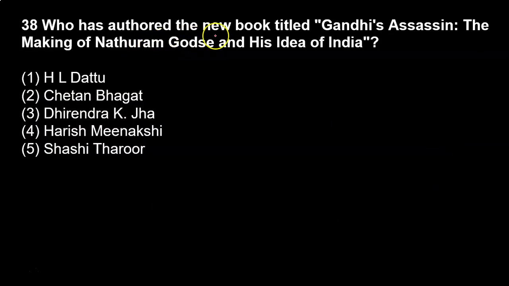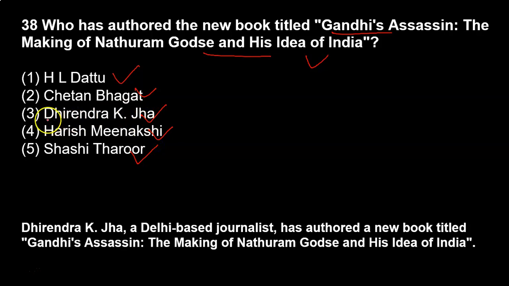Who has authored a new book titled Gandhi's Assassin: The Making of Nathuram Godse and His Idea of India? You have to identify the author of this book. Your options are H.L. Dattu, Chetan Bhagat, Dhirendra K. Jha, Harish Meenakshi and Shashi Tharoor. So this is written by Dhirendra Kumar Jha. Dhirendra K. Jha, a Delhi-based journalist, has authored a new book titled Gandhi's Assassin: The Making of Nathuram Godse and His Idea of India.